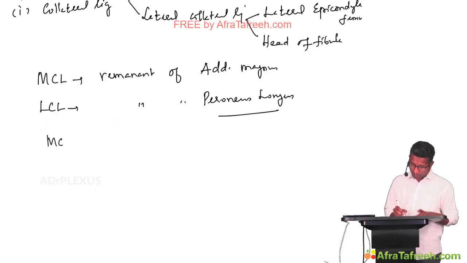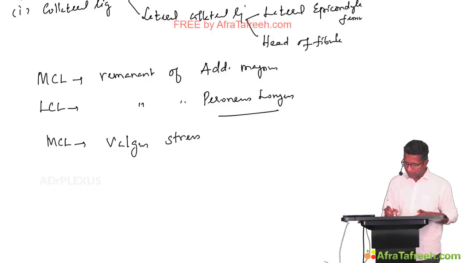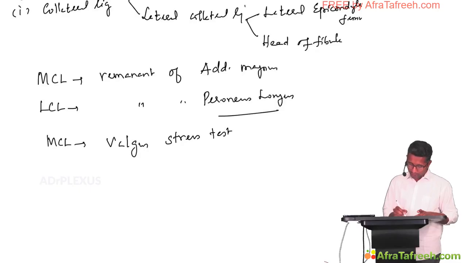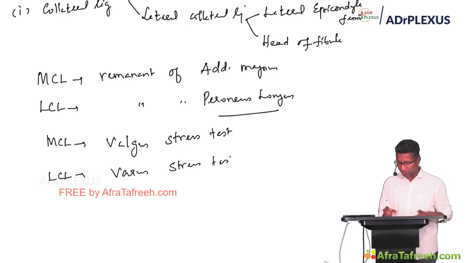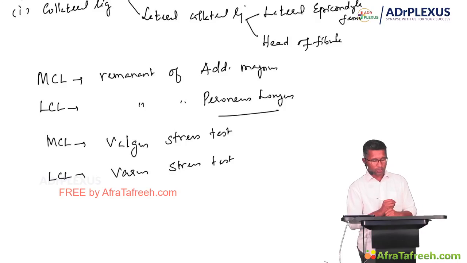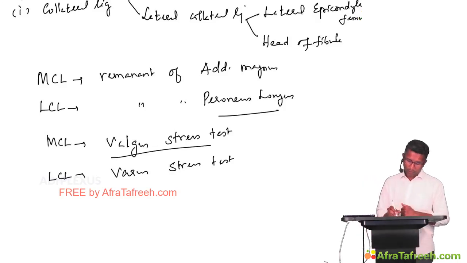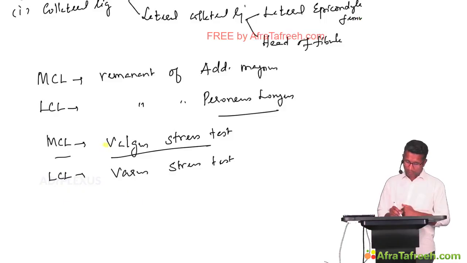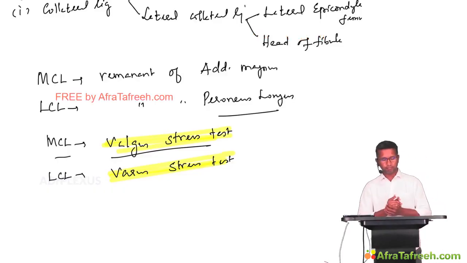Now the medial collateral ligament can be checked by a test called the valgus stress test, and you can check the lateral collateral ligament by a test called the varus stress test. So you can stress the joint in valgus or varus, and you can test these ligaments. Valgus stress test for the medial collateral ligament, and varus stress test for the lateral collateral ligament. So this is about the collateral ligaments.